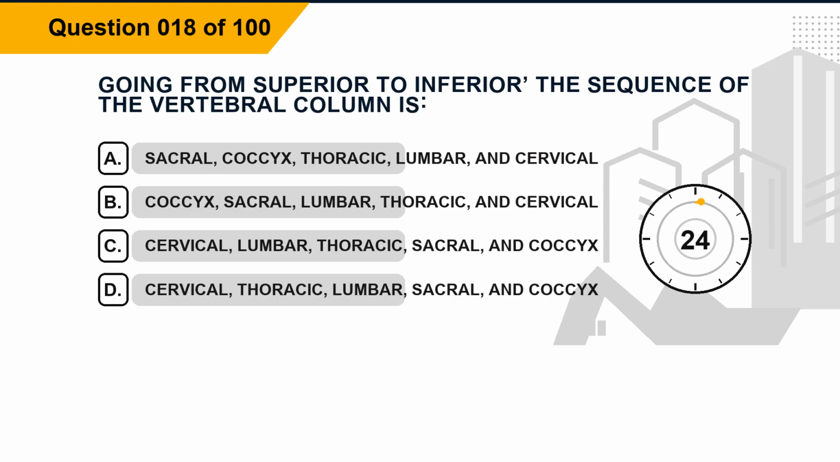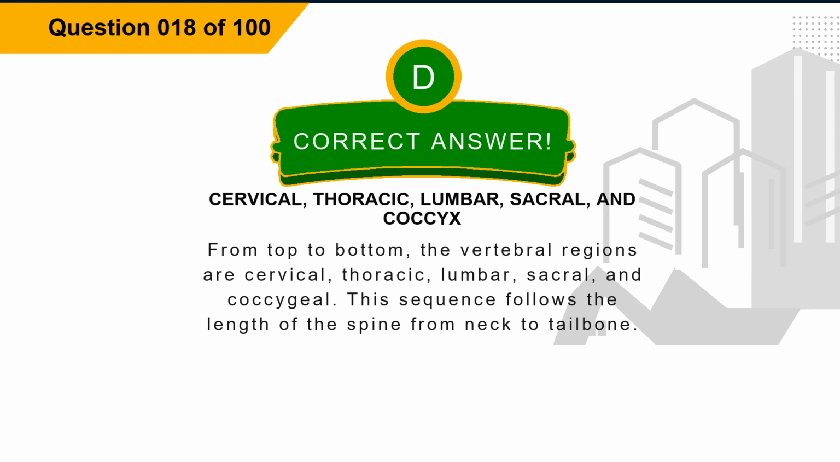Question 18. Going from superior to inferior, the sequence of the vertebral column is: Option A, sacral, coccyx, thoracic, lumbar, and cervical. Option B, coccyx, sacral, lumbar, thoracic, and cervical. Option C, cervical, lumbar, thoracic, sacral, and coccyx. Option D, cervical, thoracic, lumbar, sacral, and coccyx. The correct answer is option D, cervical, thoracic, lumbar, sacral, and coccyx.